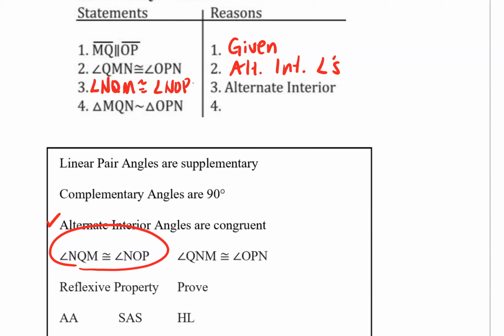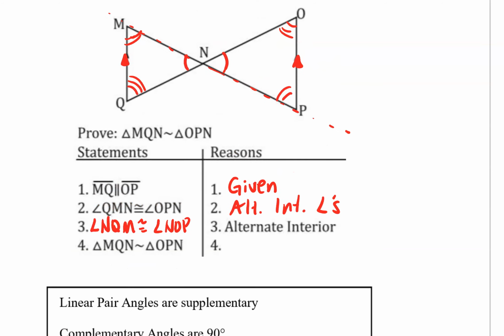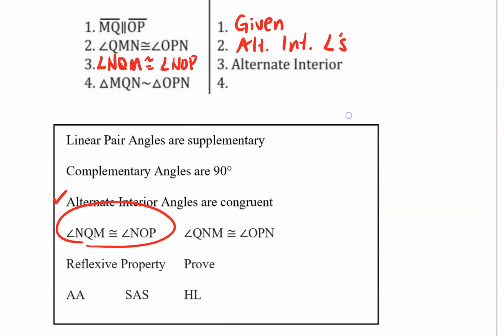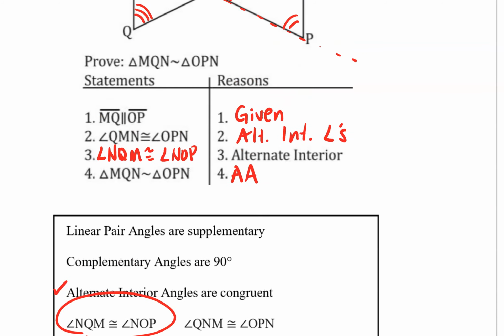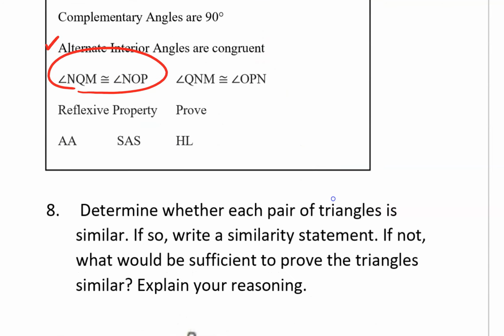And then the last thing is the similarity statement. And why are they similar? Well, what we have is 3 congruent angles. So it is by angle similarity. Okay. I marked that one, but the vertical angles actually wasn't mentioned, so that's all good.